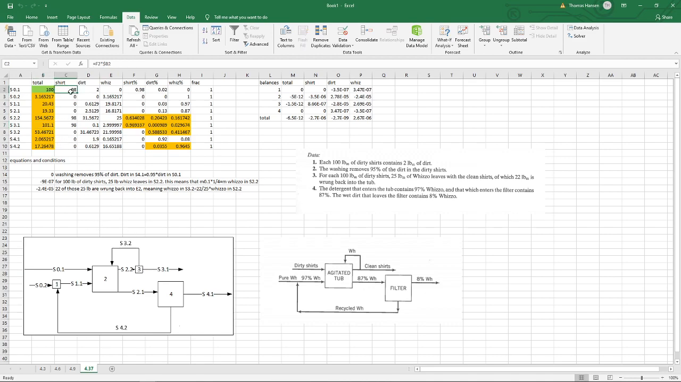You can actually see that for the shirts, the amount of shirts remains constant: in 01, 98 pounds; in 2-2, 98 pounds. And when they exit, we still have 98 pounds of shirts. They're just mixed with less dirt and more detergent.